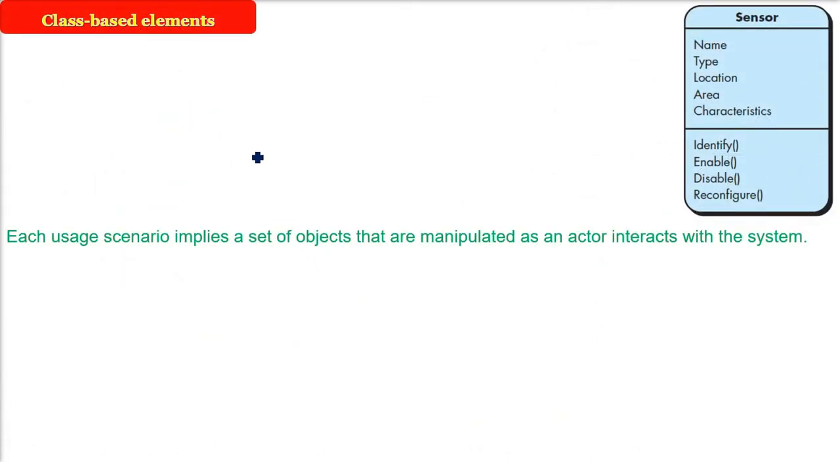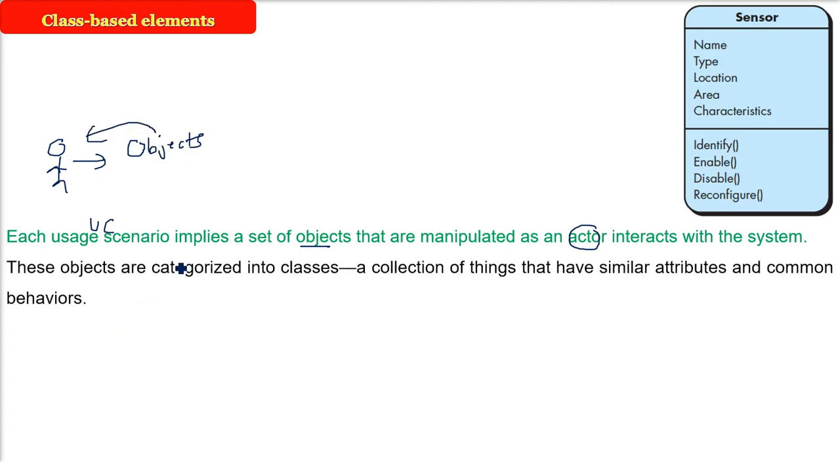Coming to the class-based diagram or class-based elements, because in Unified Modeling Language there are different figures which are being suggested. Each use case scenario, or usage scenario, also implies a certain set of objects, because when a user interacts with the software, there are certain objects. What are these objects? Objects come from some class. Objects are the instantiation of a class. Those are the objects which are going to work. So these objects are coming from the classes.